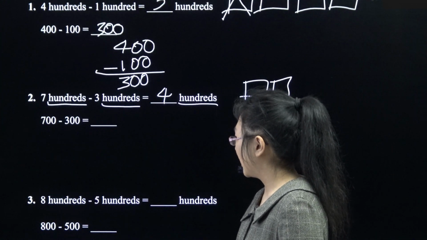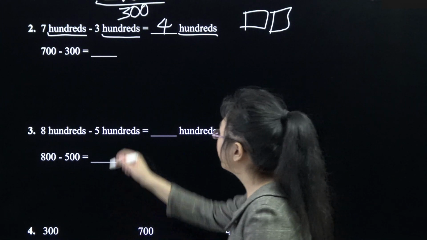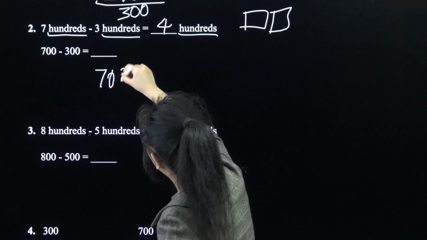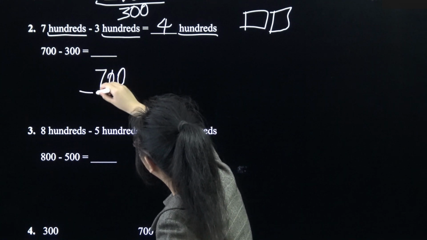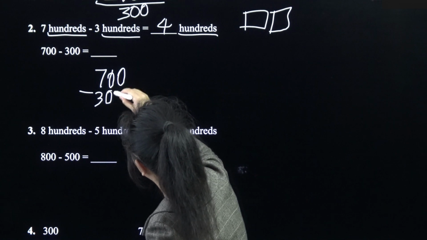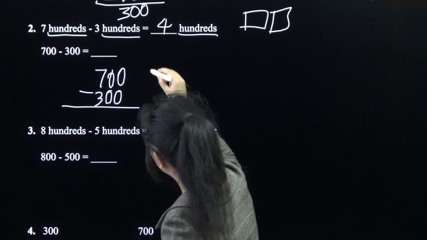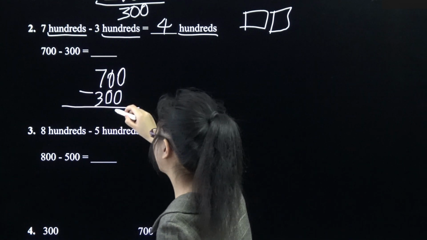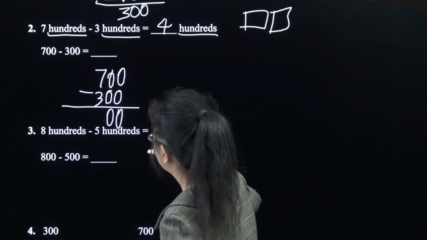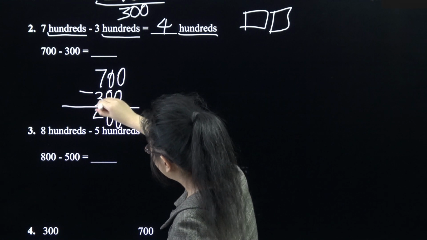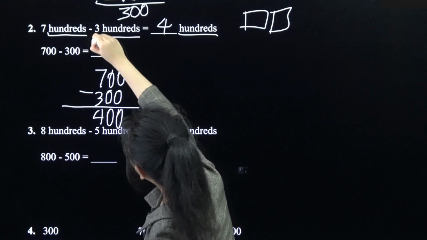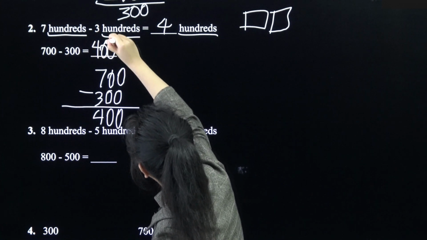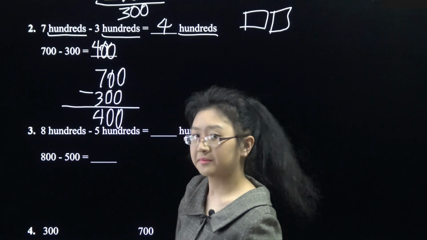700 minus 300, and we're just gonna do the vertical form now. 700. Oh, those are some squished zeros. Minus 300. 0 minus 0, 0 minus 0. We all know that's just zeros. And then 7 minus 3, 4. Equals 400. 400 equals 400, and that looks like a 6.